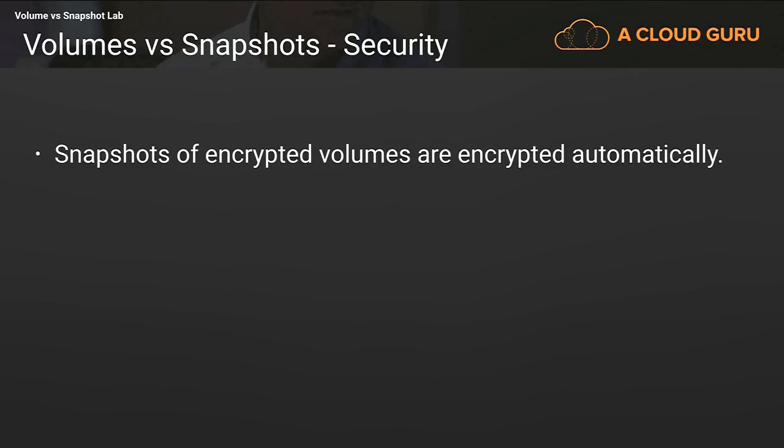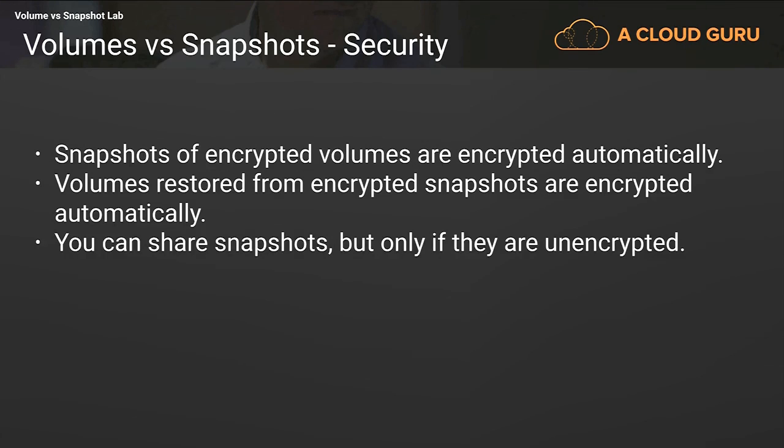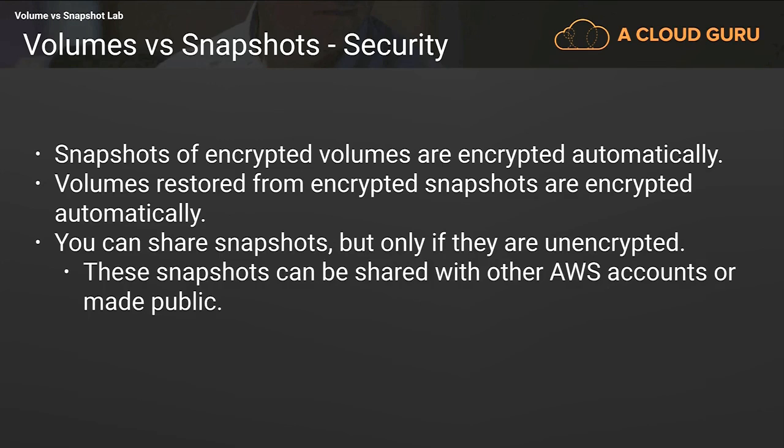In terms of security, we are going to do another lab where we're going to encrypt a volume, but I just want you to know ahead of that that snapshots of encrypted volumes are going to be encrypted automatically. So if you take a snap of a volume that's already encrypted, the new snap is going to be encrypted automatically. And volumes restored from encrypted snapshots are also encrypted automatically. And you can share snapshots with other people, but only if they are unencrypted. If you encrypt your snapshot, you cannot share it with other people. You cannot make it public. And these snapshots can be shared with other AWS accounts, or you can make them completely public so that anyone can use it.